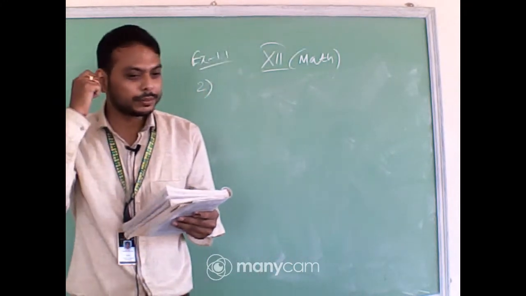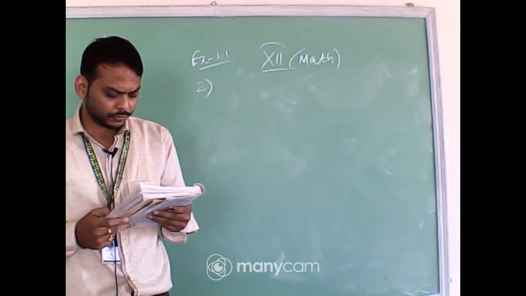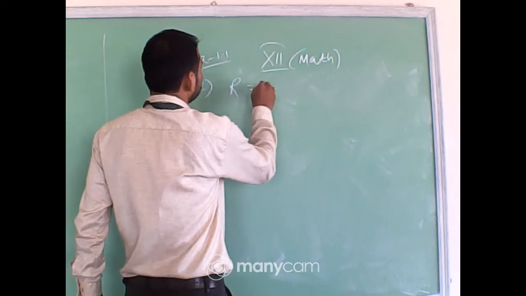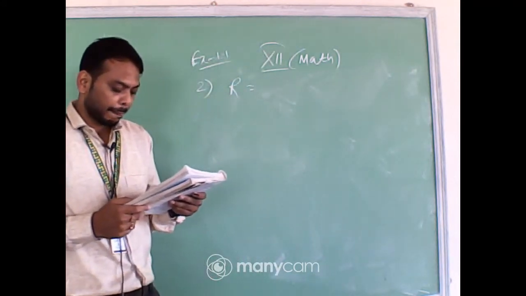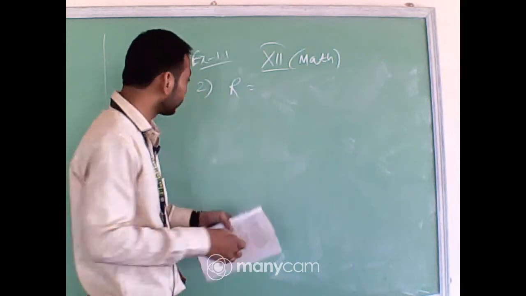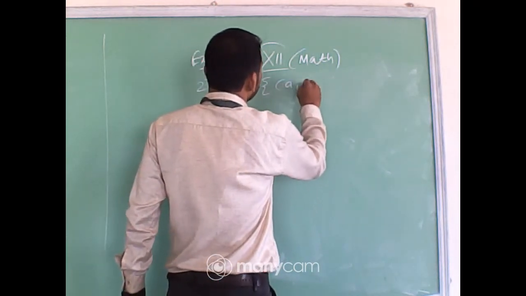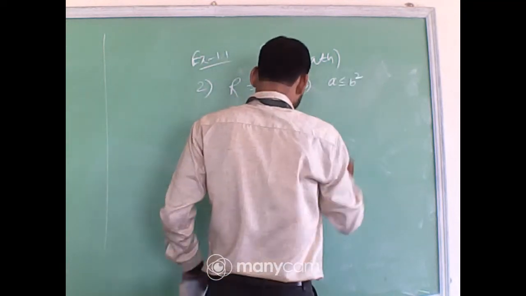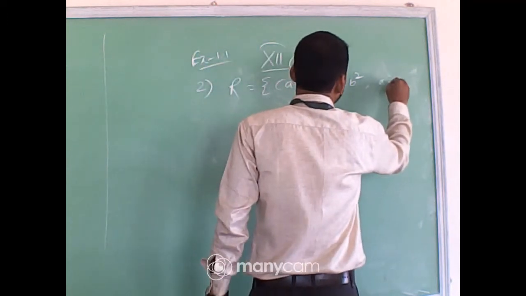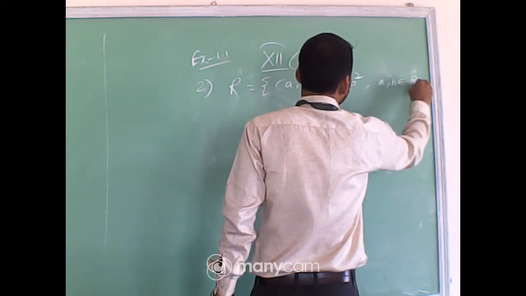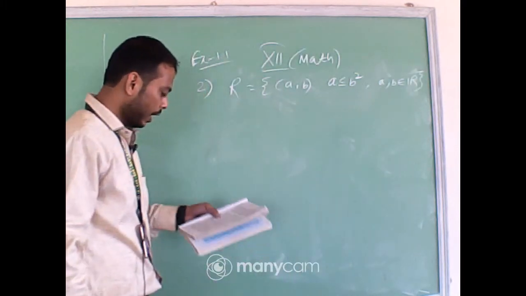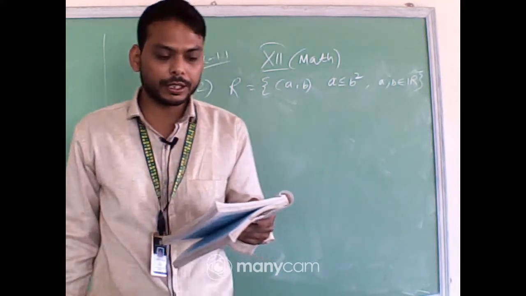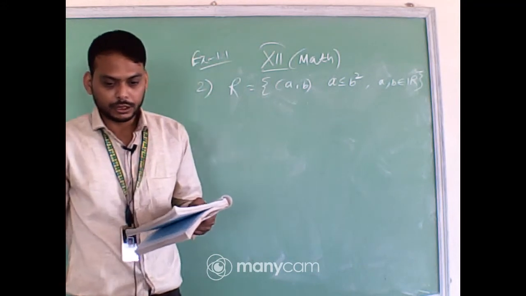First of all, go through the question. Question number 2. The relation R is defined on the set of all real numbers, containing the ordered pairs (a, b) such that a ≤ b², where a, b belong to the set of all real numbers. Now you have to prove it is neither reflexive nor symmetric nor transitive. Can you do it? For those doing the class, respond to me.